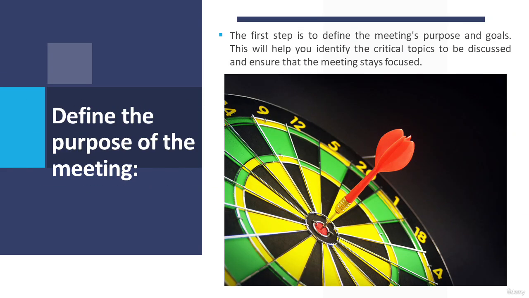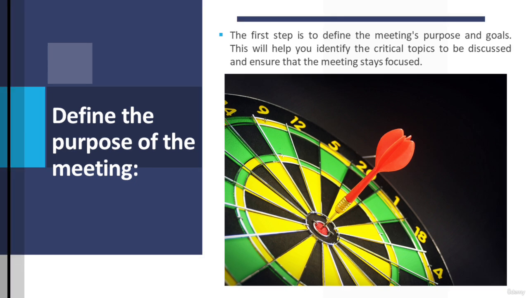Define the purpose of the meeting. The first step is to define the meeting's purpose and goals. This will help you identify the critical topics to be discussed and ensure that the meeting stays focused.